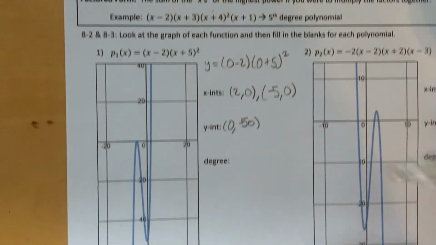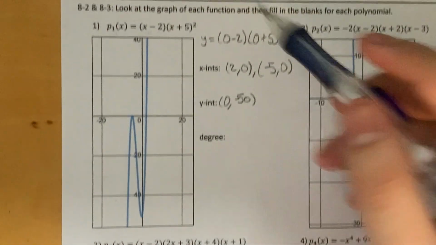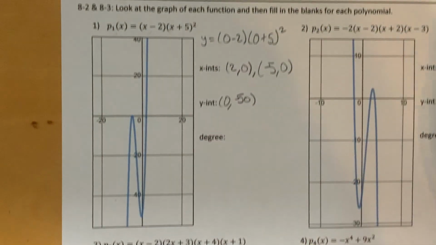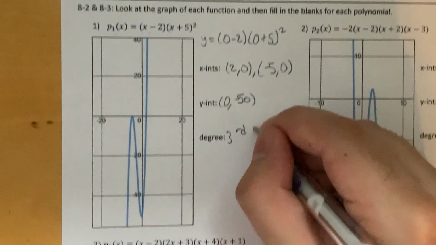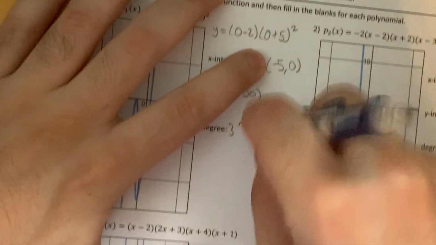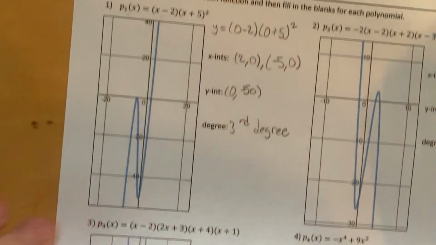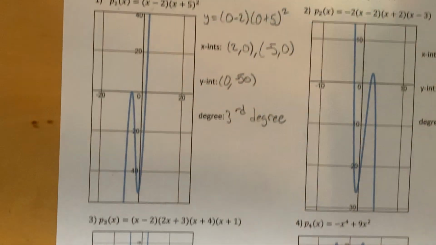All right, now the hard question. What's the degree? X squared, right? Times x gives you x cubed. So it's a 3rd degree. Whoops, forgot the E. 3rd degree polynomial. Simple. You don't need to overthink it. This is what it is.